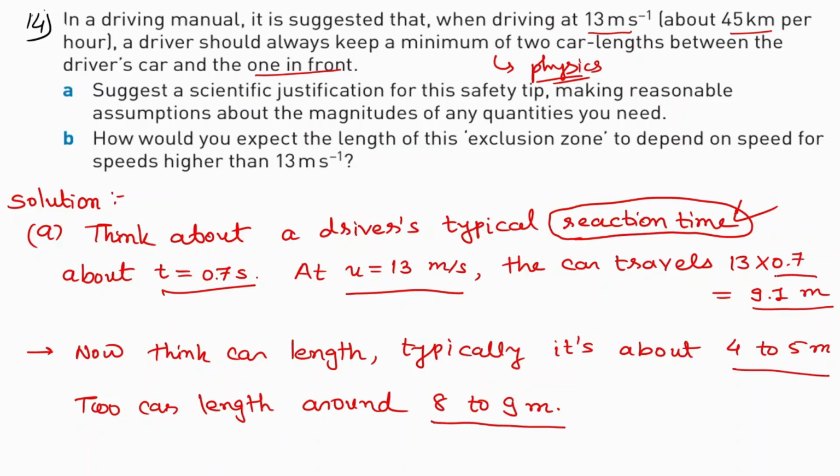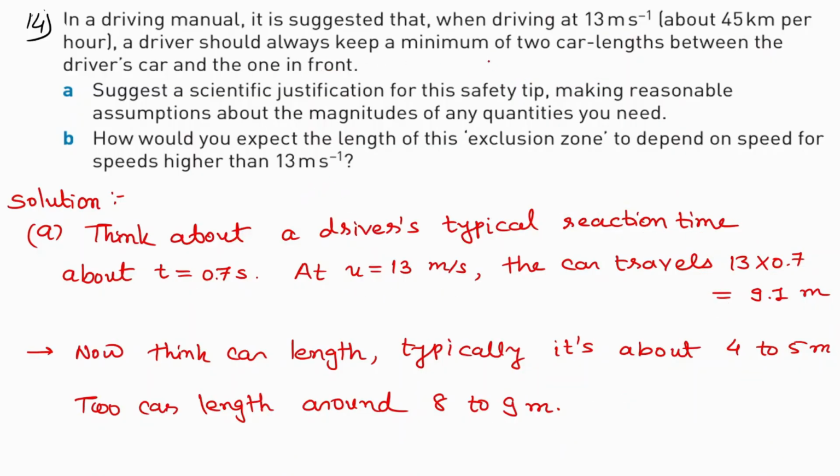Here you can see the reaction time takes 0.7 second, and in this time interval the car can travel a distance of 9.1 meters, and the same distance is the length of the two cars. That's why they say we have to keep a minimum of two car lengths. If we are not keeping that distance, the cars might collide.